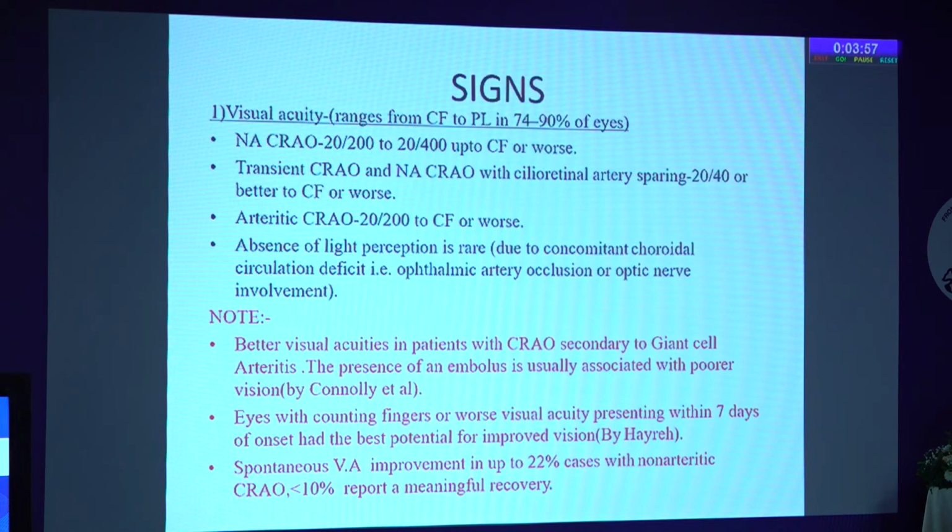There is an important point to know: the better visual acuity is seen in patients with CRAO secondary to giant cell arteritis. The presence of an embolus is usually associated with poor vision in those cases. Eyes with counting fingers or worse vision presenting within 7 days of onset have the best potential for improved visual acuity. Spontaneous visual acuity improvement is seen in up to 25% of cases with non-arteritic CRAO. Less than 10% report a meaningful recovery.